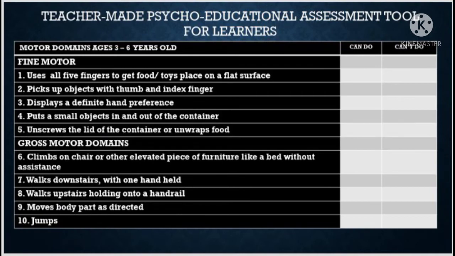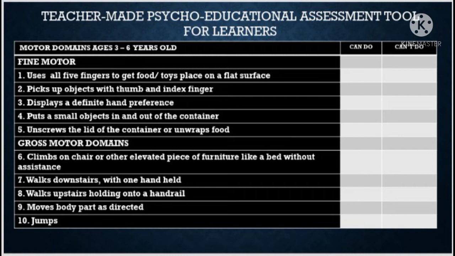For motor domains, let's start first with the fine motor. Number 1. Uses all 5 fingers to get food or toys placed on a flat surface. 2. Picks up objects with thumb and index finger. 3. Displays a definite hand preference. 4. Puts a small object in and out of a container. 5. Unscrews the lid of a container and unwraps food.